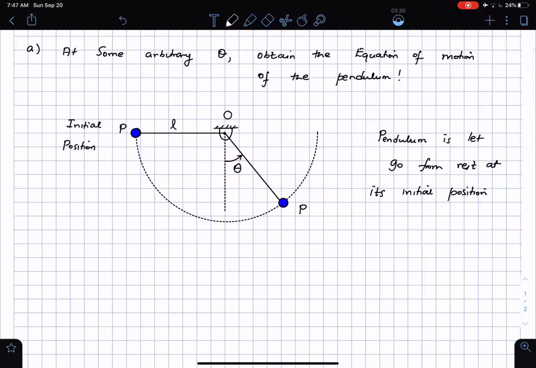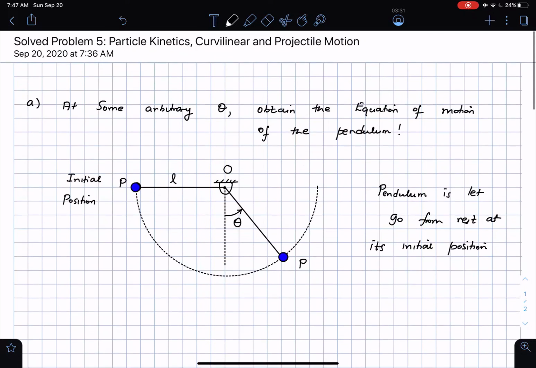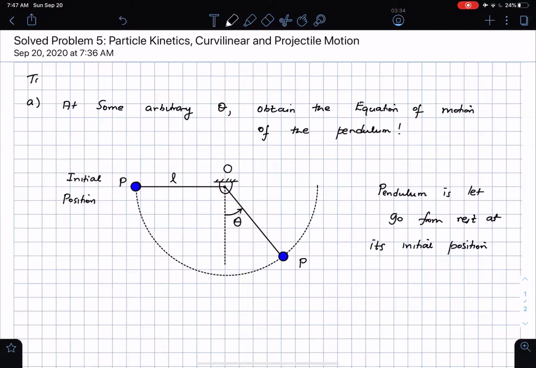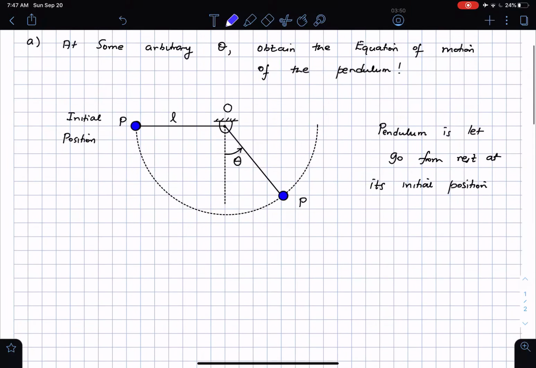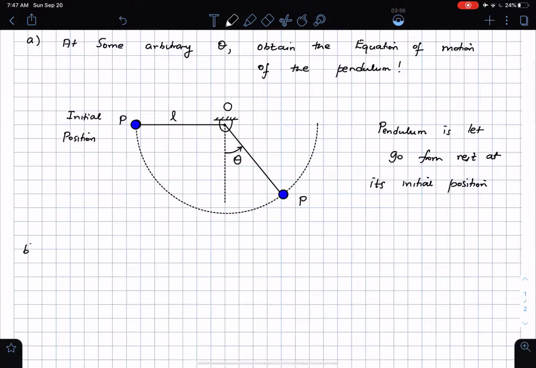The second part of the problem, so this is a two-part question. Two-part problem. Let me underline that, just so that we are very clear that this is not only an equation of motion problem. Now, part B of this problem is the more interesting part.